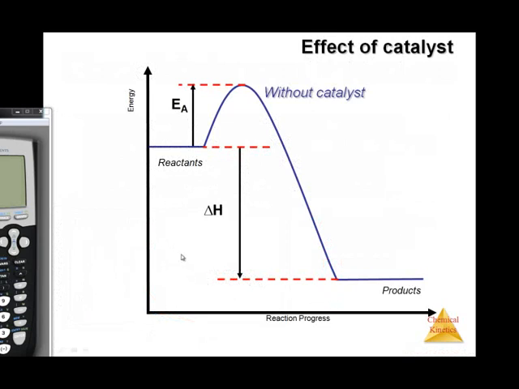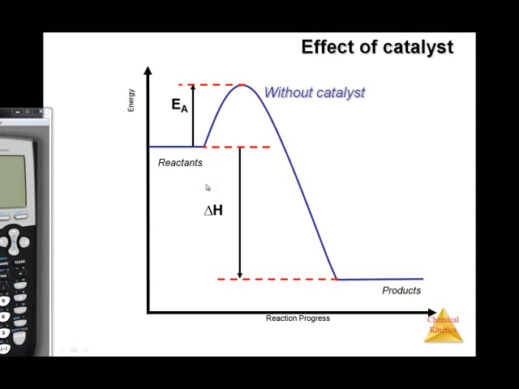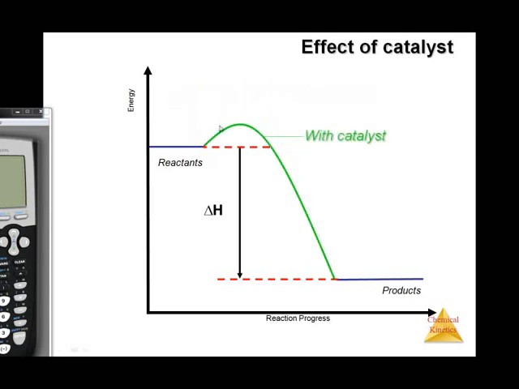So without some catalyst, it requires this much energy. If we have a catalyst, it's going to require some lower amount of energy. So what a catalyst does is it lowers the amount of activation energy. And the other interesting thing about a catalyst is you add it at the start of the reaction, and at the end of the reaction, it's still there, unaltered.